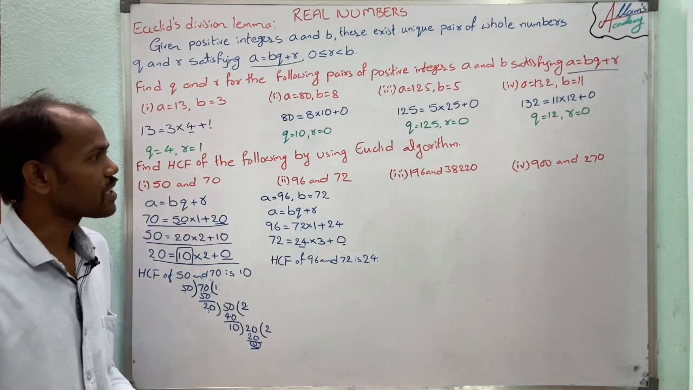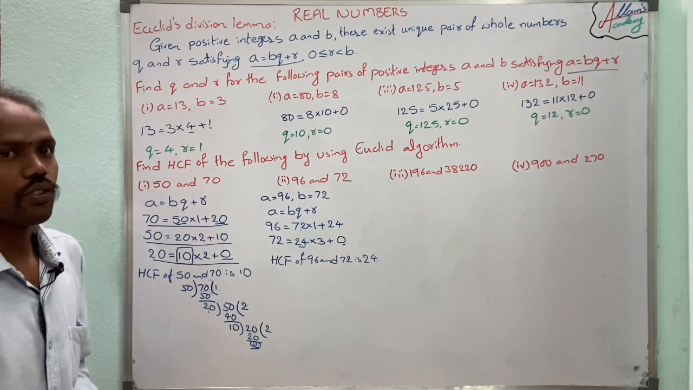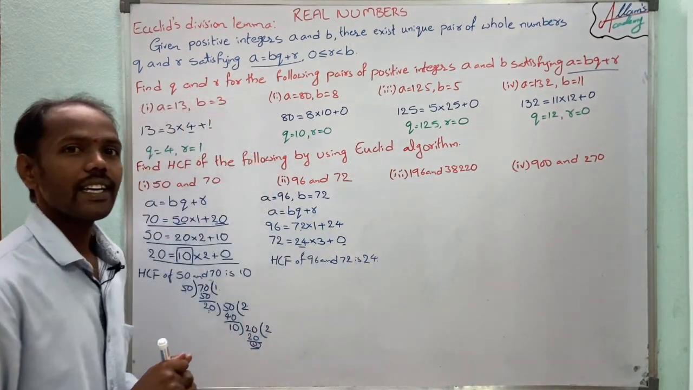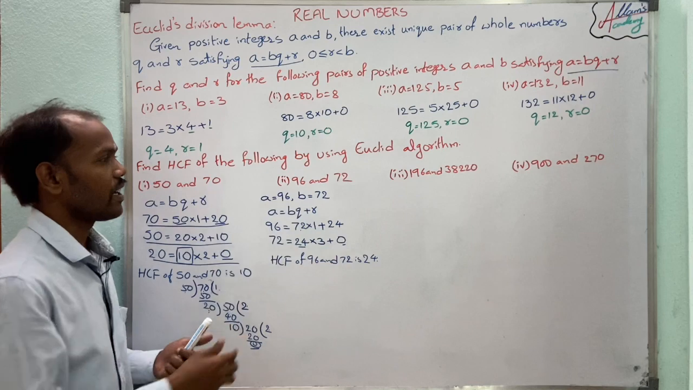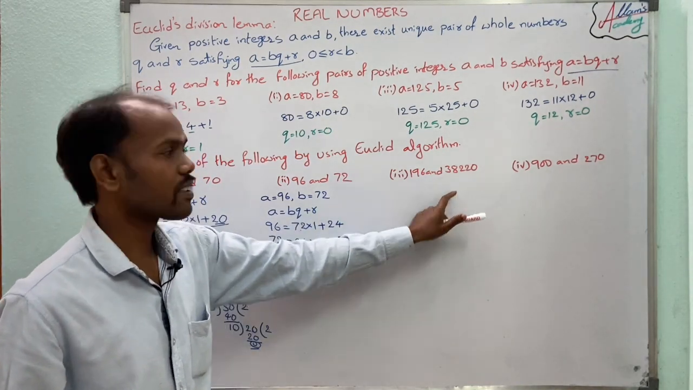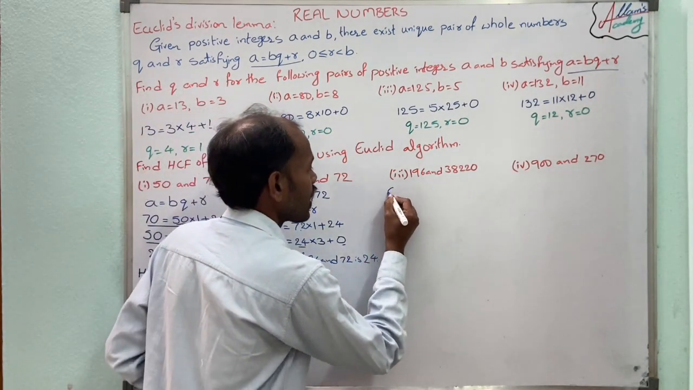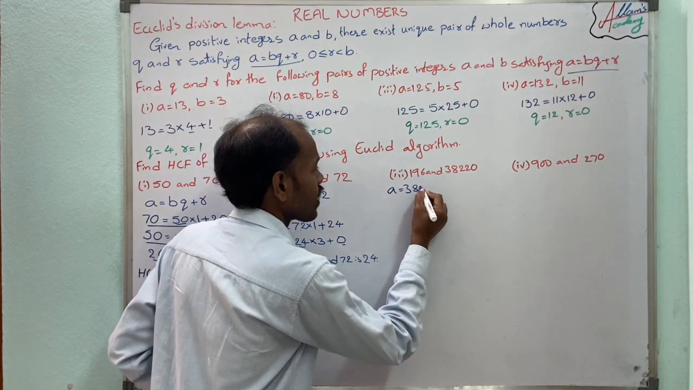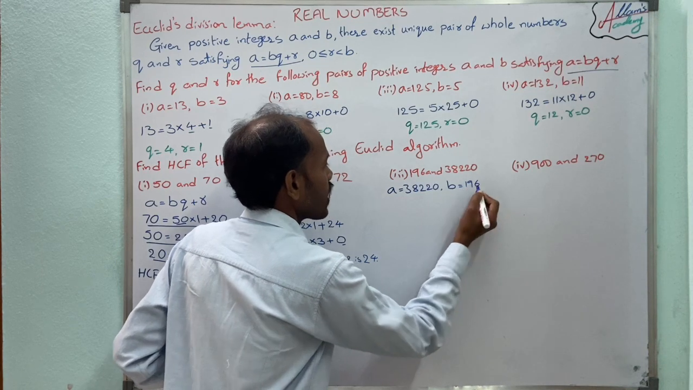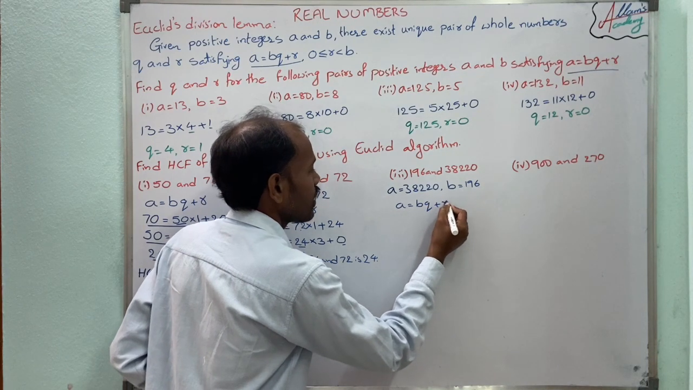Okay, now we see the third problem, 196 and 38,220. Here we already said the highest number will be taken as a. In 196 and 38,220, the highest number is 38,220. So that will be taken as a equal to 38,220 and b equal to 196. So now we are writing a equals bq plus r in this form.